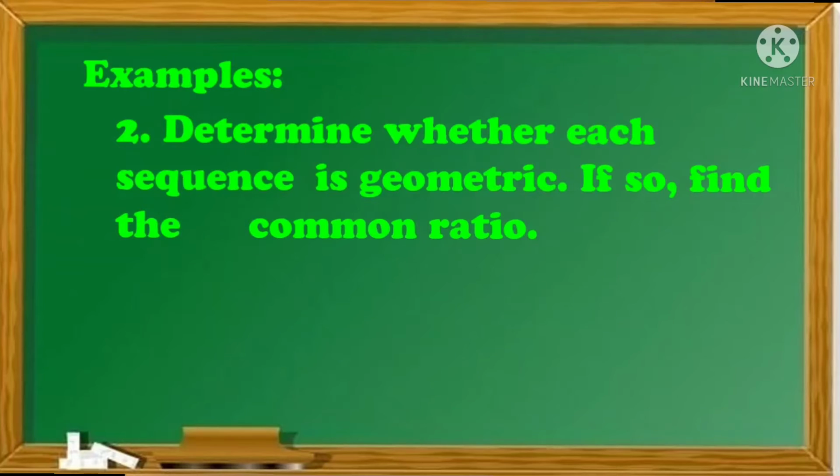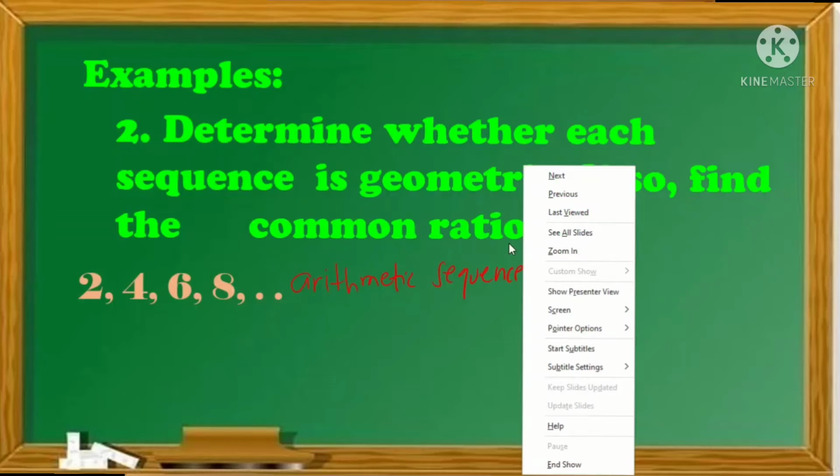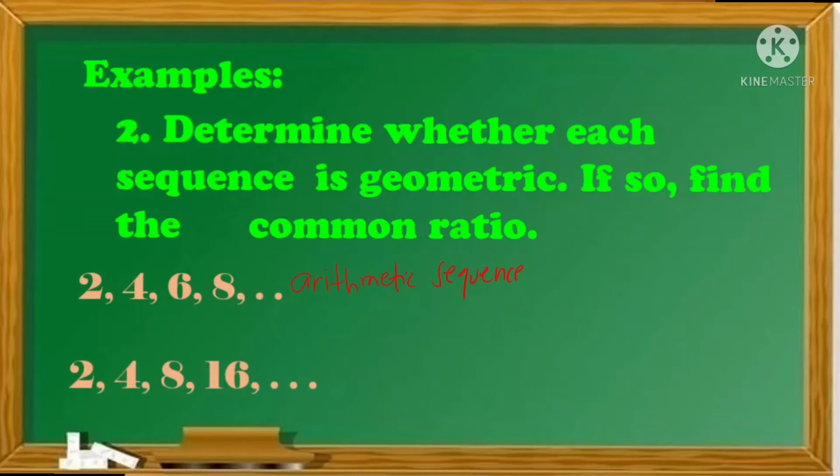Examples. Determine whether each sequence is geometric. If so, find the common ratio. 2, 4, 6, 8. To get 4, we need to add 2 or multiply by 2. To get 6, we need to add 2. To get 8, we need to add 2. So therefore, this is an example of an arithmetic sequence. We don't need to find the common ratio since it is an arithmetic sequence.